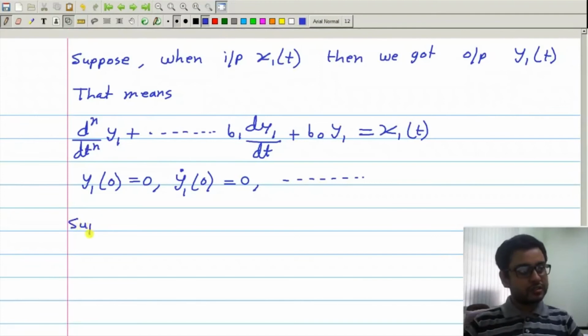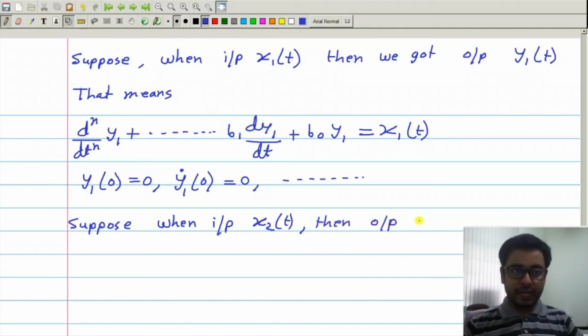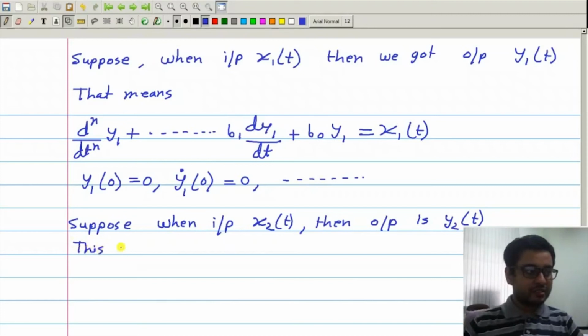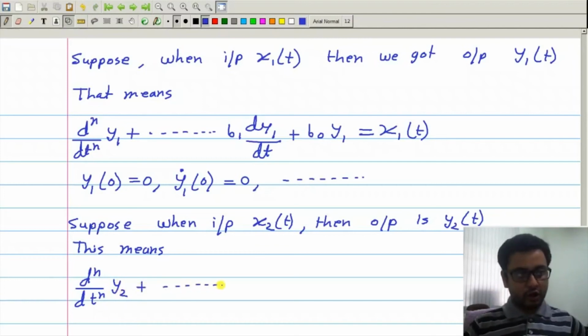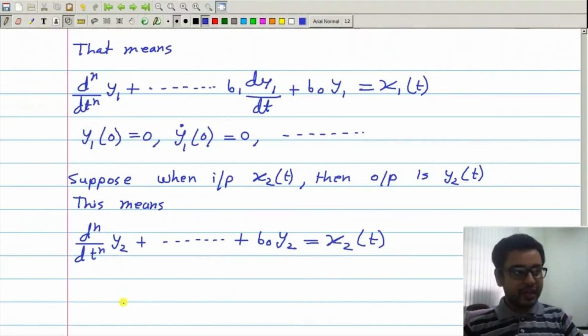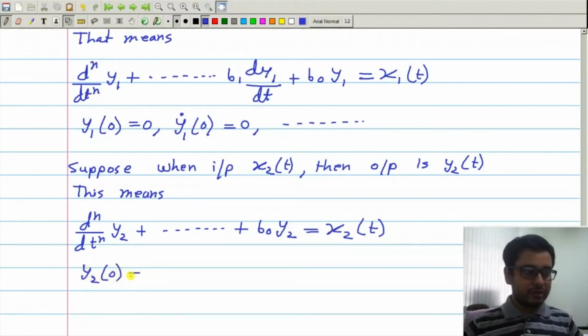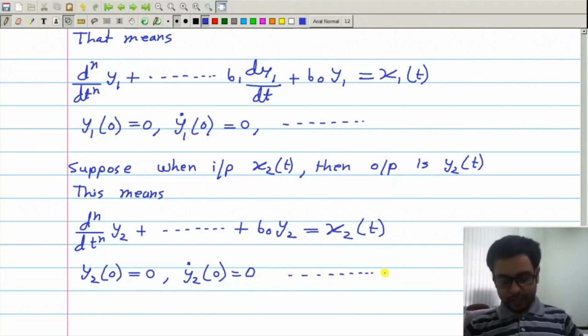Then suppose when input is x2, the output that we get is y2. Now this means if you put y2 in this equation and write d^n/dt^n of y2 plus all other terms up to b0 y2, that will come out to be equal to x2, and also y2(0) will be 0, y2 dot 0 equal to 0, and so on up to n number of terms.